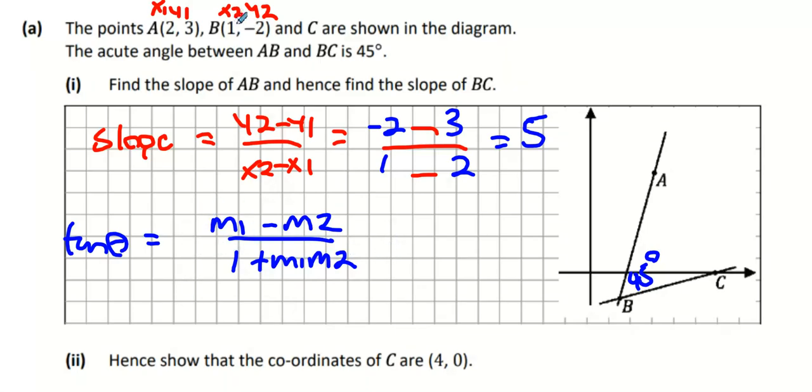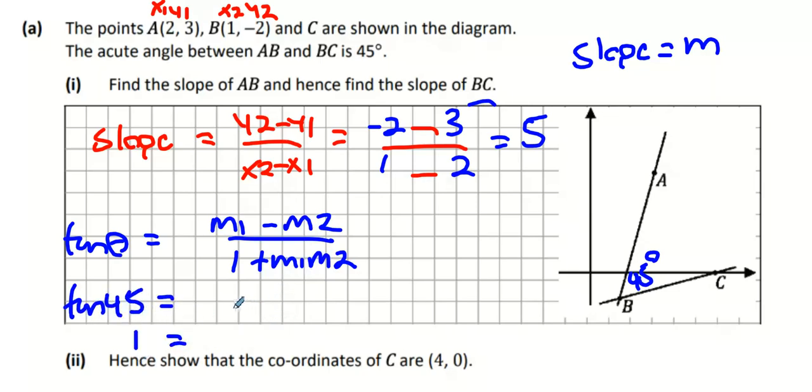Now, here we go. We're going to call the slope of BC M. So slope of BC is M. And then we're going to replace in the angle. So what's tan 45? Which we all know is the number 1 when you put it in the calculator. And then it's going to be 5 take away M, because we're going to let 5 be M1 and I'm going to let M be M2. So 1 plus 5M. Are we cool with that?